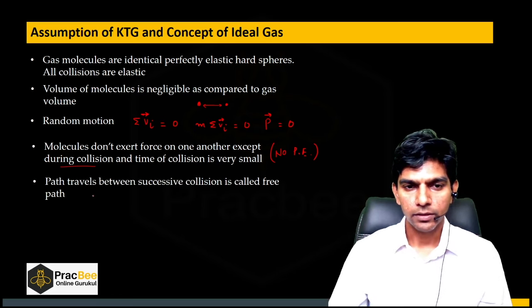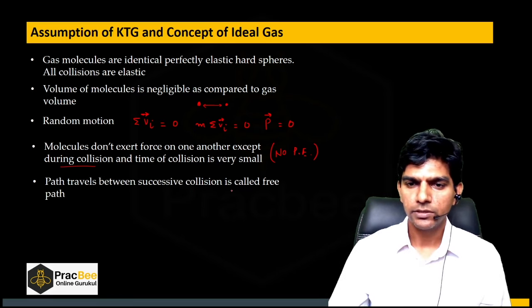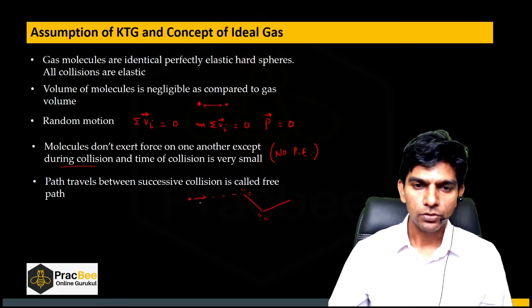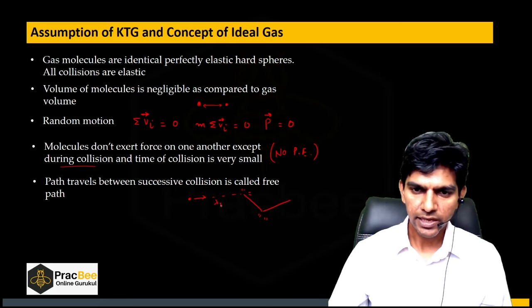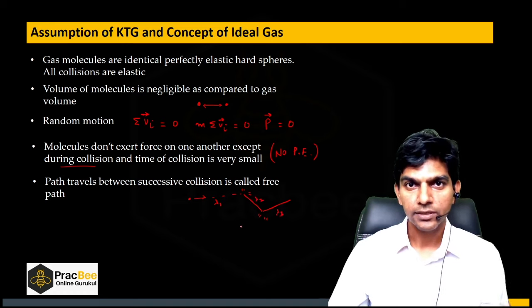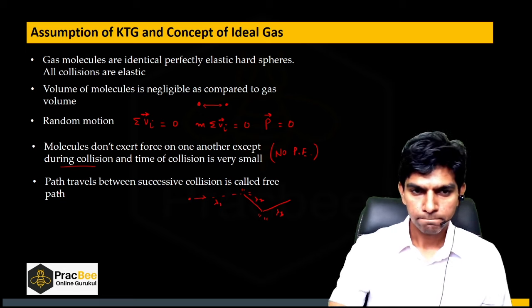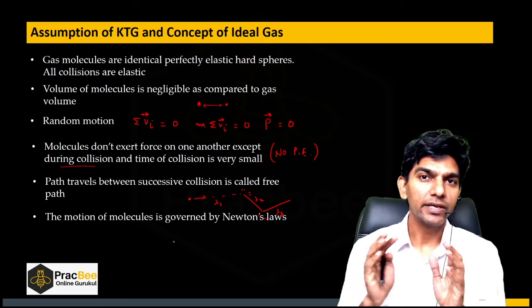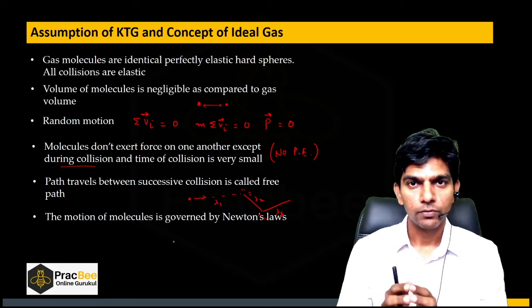So next, the path traveled between successive collisions is called free path. So suppose there is a molecule, it is moving in this direction, here it suffers a collision, and then it moves in this direction, here it will suffer another collision, it moves in this direction. So this distance, say lambda 1, lambda 2, lambda 3, these distances are known as free path. Okay. And the motion of the molecule is governed by Newton's law. So we can apply Newton's law for the molecule.